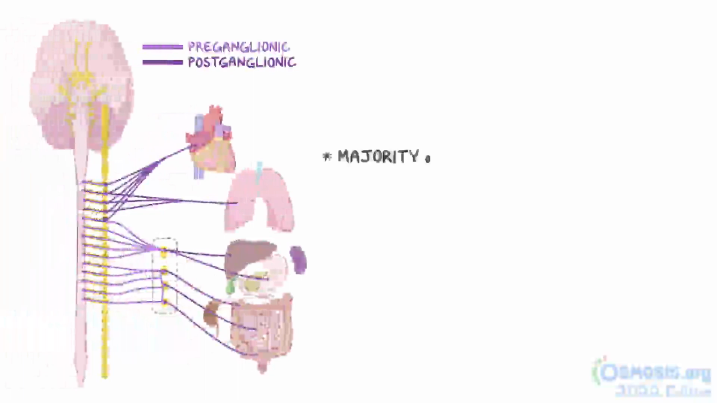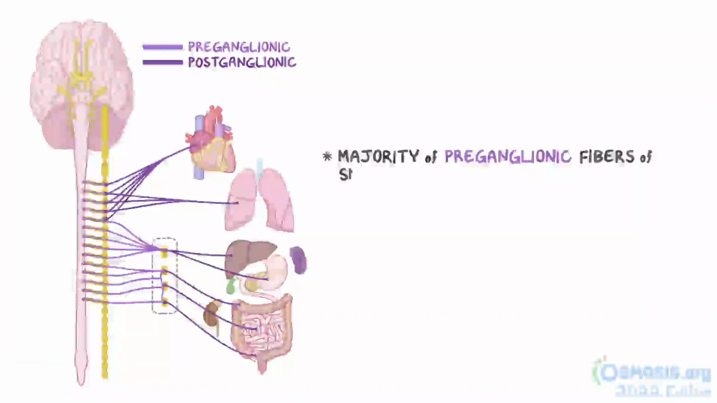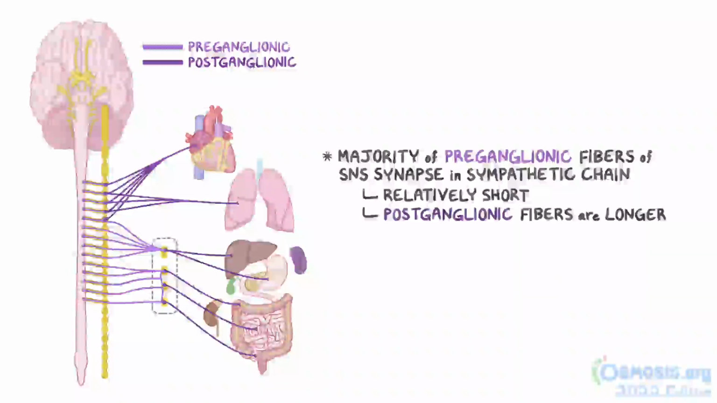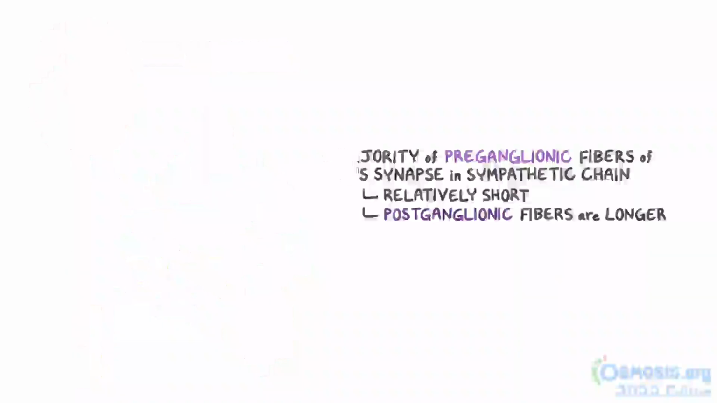Now, since the majority of the preganglionic fibers of the SNS synapse within the sympathetic chain, they're relatively short, while the postganglionic fibers are longer, traveling all of the way from the sympathetic chain to target organs all over the body. Alright, now let's move on to the parasympathetic nervous system.